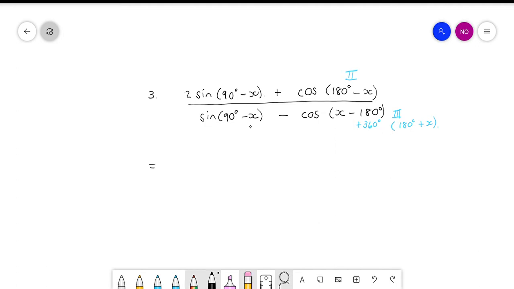Now if we look at these two, because there is a 90, it means it is a cofunction. So sine is going to change to cos, and then we just have to remember which one is the negative one. Neither of those will be negative, so it's just going to be 2 cos x, and I'm going to do the bottom one as well. This one will just be cos x. Then here we say cos is negative in the second quadrant, so this one changed to negative cos x.